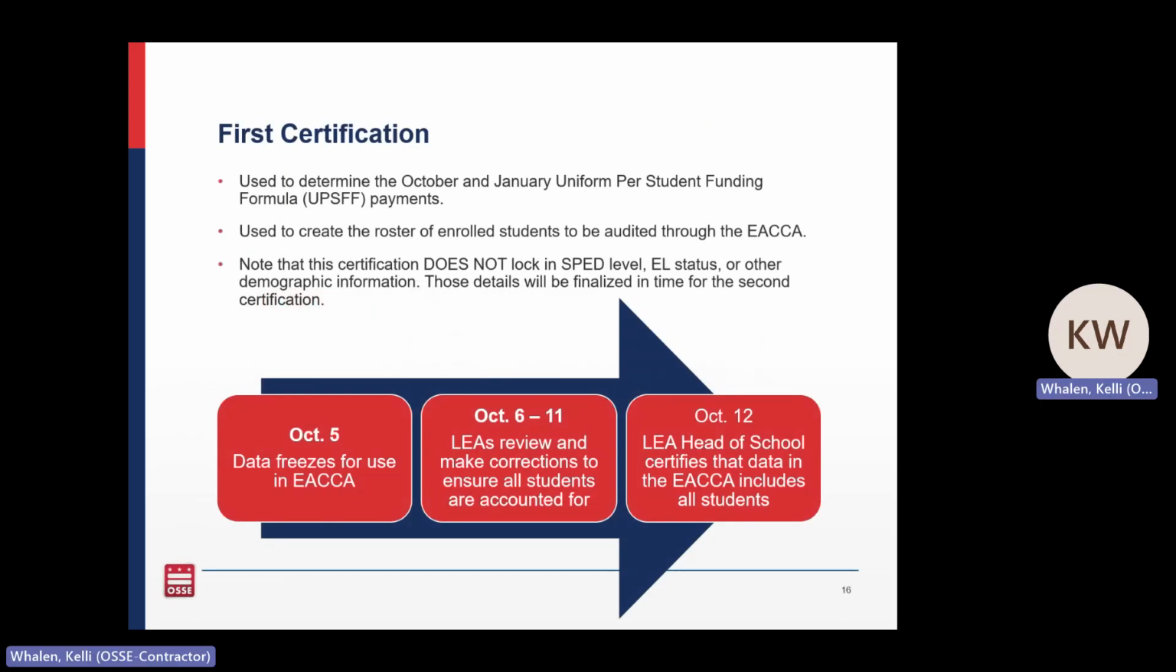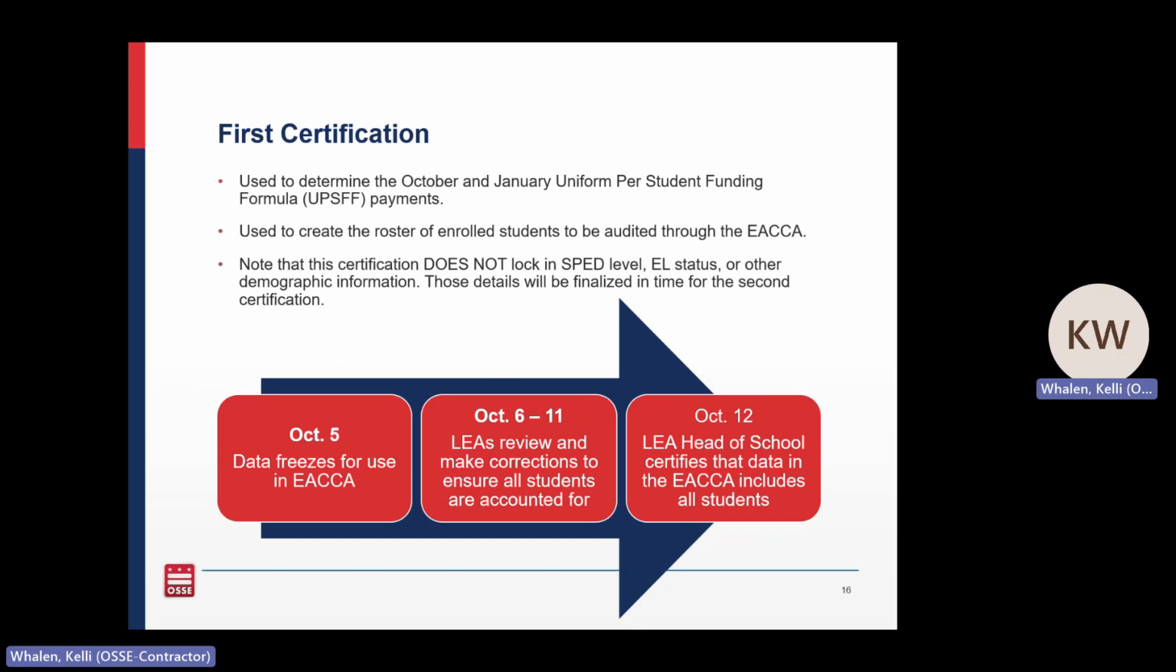So the first certification happens on October 12th. It is used to determine the October and January UPSFF payments for your LEA. So it's a very important date. It is also used to create the roster of enrolled students that will be audited through the EACCA. Again, if a student is missing from this list, then you will not be able to receive funding for their enrollment. You will have several weeks from August 31st until October 5th to make sure this data is correct. So please make sure you're watching it carefully.